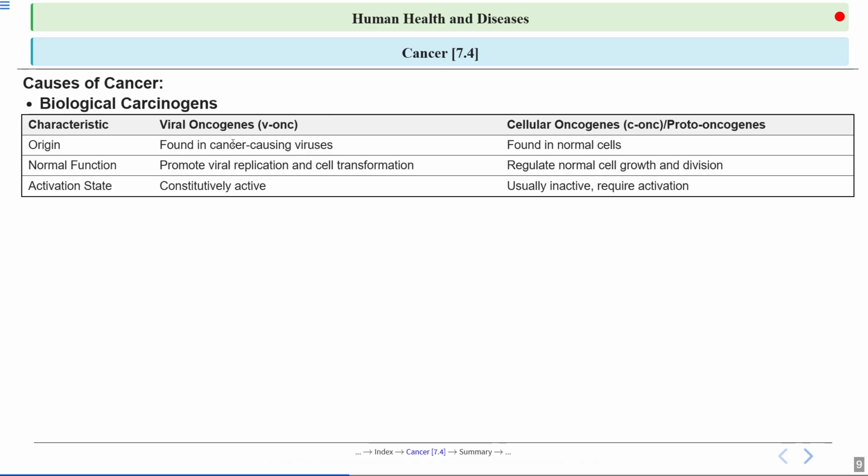Now, these viral oncogenes are constitutively active, meaning they are active all the time. And you can see cellular oncogenes are usually inactive, but they require activation. If they get activated, then they can cause cancer. So this is the difference between viral oncogene and cellular oncogene.